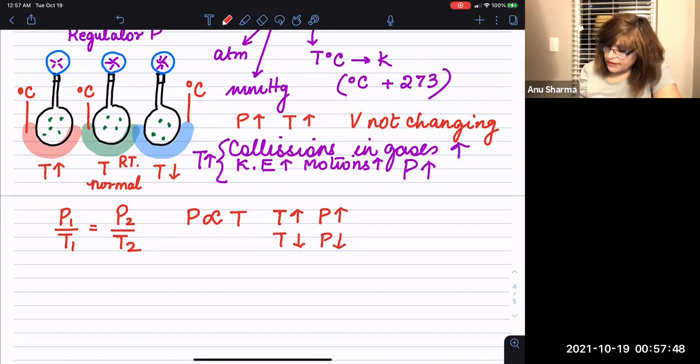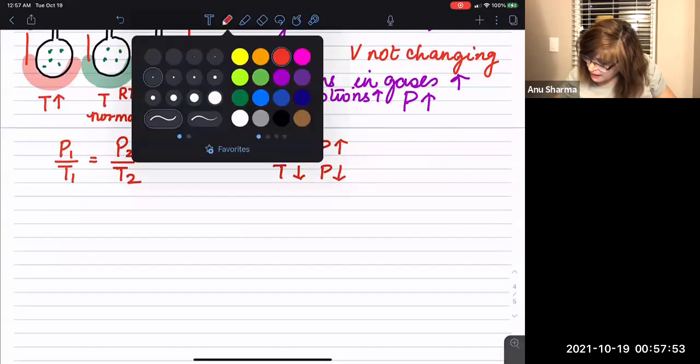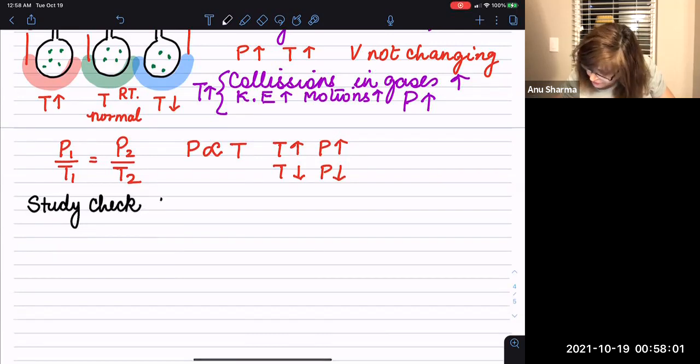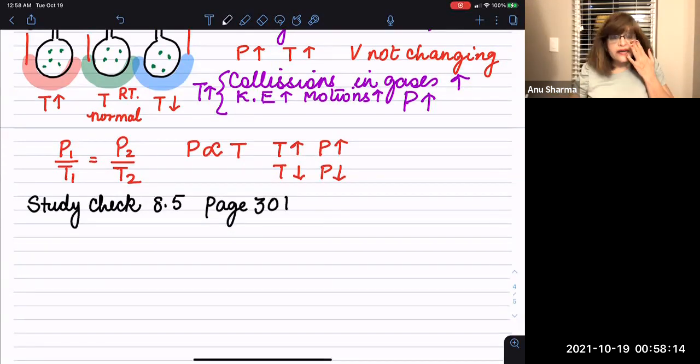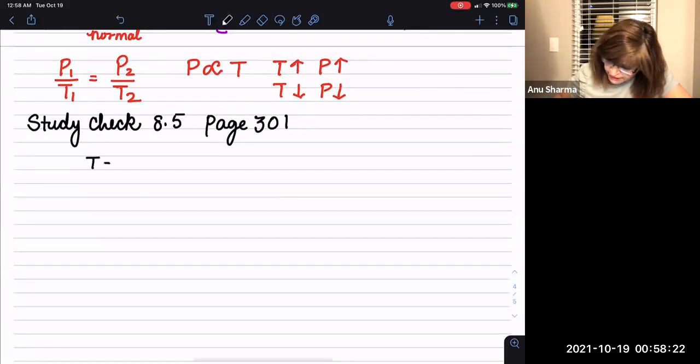All right, now let's do this problem. This is the study check 8.5, and this is a problem on page 301. Here, in a storage area of a hospital, the temperature has reached 55 degrees Celsius. So the temperature given is 55 degrees Celsius.